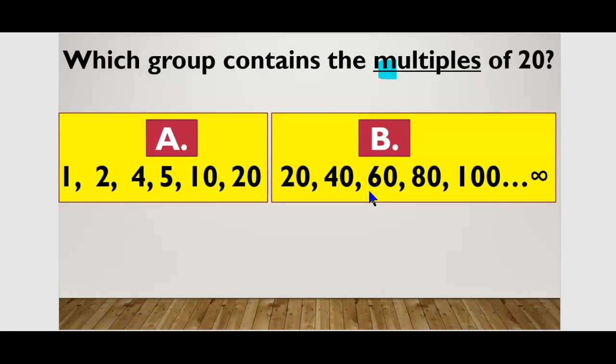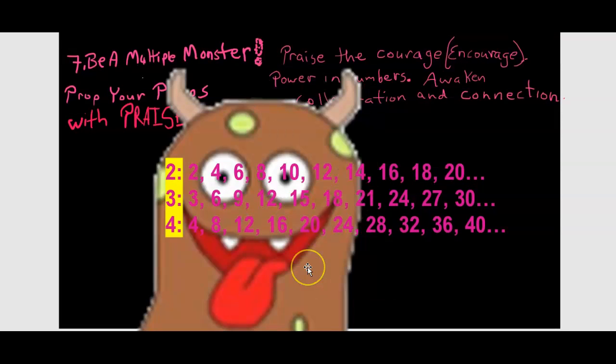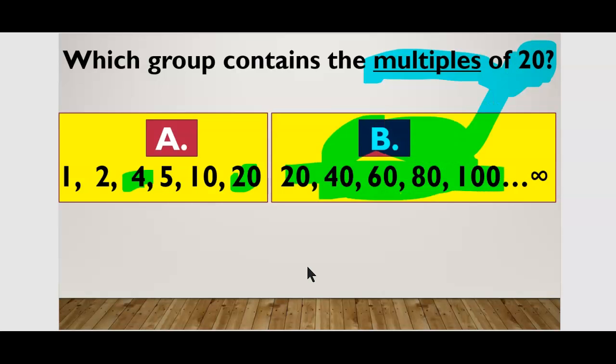Which group contains multiples of 20? Eeny, meeny, miny, mo. Catch a multiple monster by its toe. Wait a minute. I don't think they have toes. Yeah, I don't think so. Unless they're hiding underneath there. Okay, which one makes numbers bigger? Which one makes 20 bigger? This one. Oh yeah, this is the multiple monster.